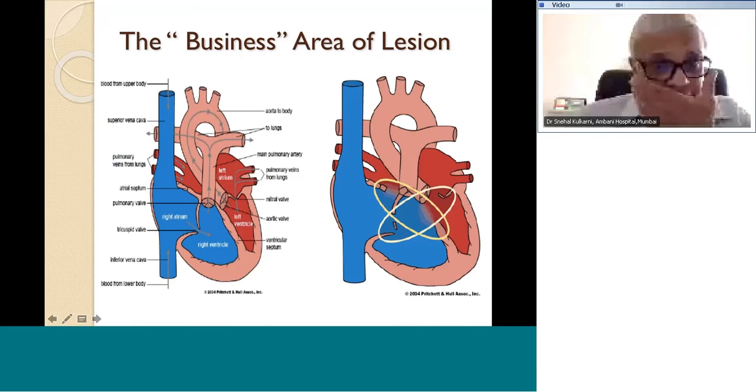So on your left side, as you can see, is the normal heart, normal circulation, and the business area of the AV septal defects is what you see in these oval markings: the ventricular septum, the lower part of the atrial septum, and the two AV valves.